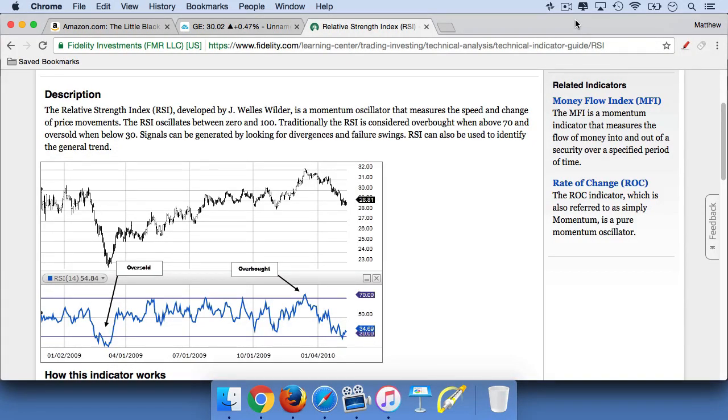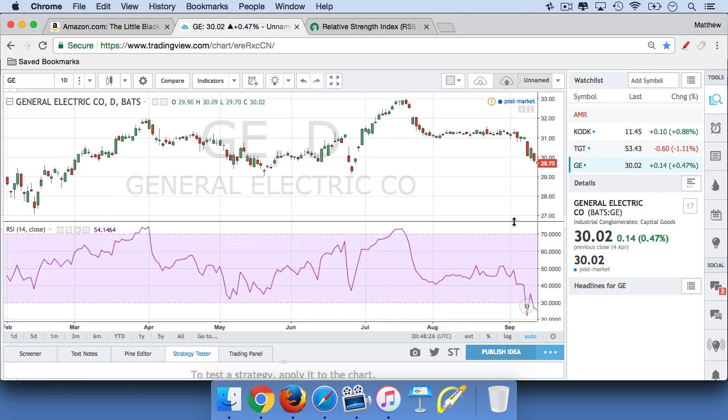Today I want to talk about how to use the RSI in different market environments. The RSI is the Relative Strength Index. It was developed by Wells Wilder, who developed many great indicators. The way it basically works is that it measures whether the market is overbought or oversold.